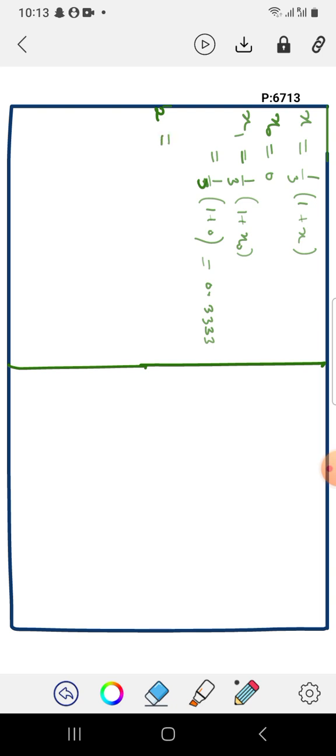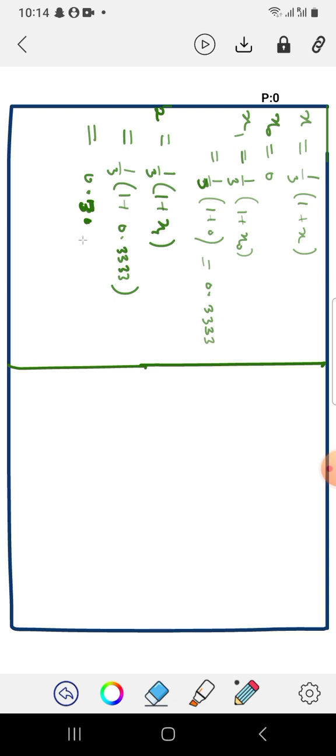x2 is going to be 1 over 3 into 1 plus x1, which is going to be 1 over 3 into 1 plus 0.3333. And this is going to give us 0.3704. Which is kind of cool. All right, so we have found x2.